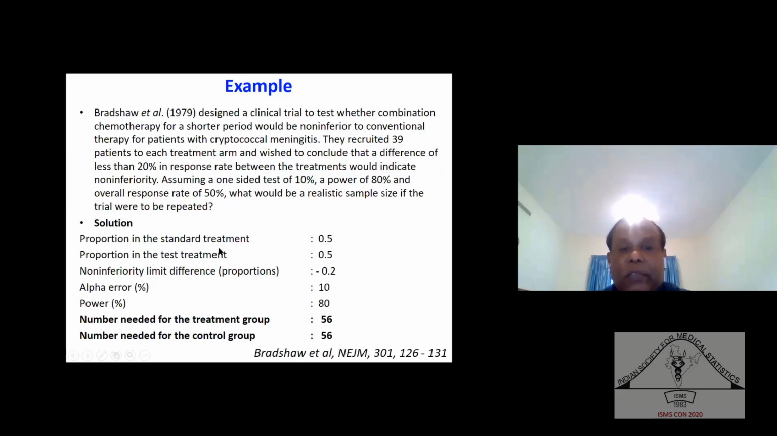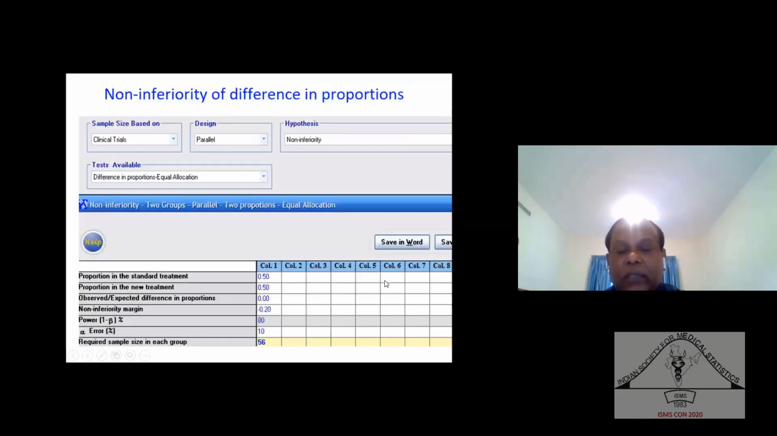So therefore, you have the proportion in the standard treatment arm and the test treatment arm. The events are the same and the difference is 0. But they have put 20% as a non-inferiority margin. This 20% is the non-inferiority margin, and with alpha error and beta error, you decide your sample size. So if you put the same event rate, that is accepted. Please remember that the same event rate is accepted.